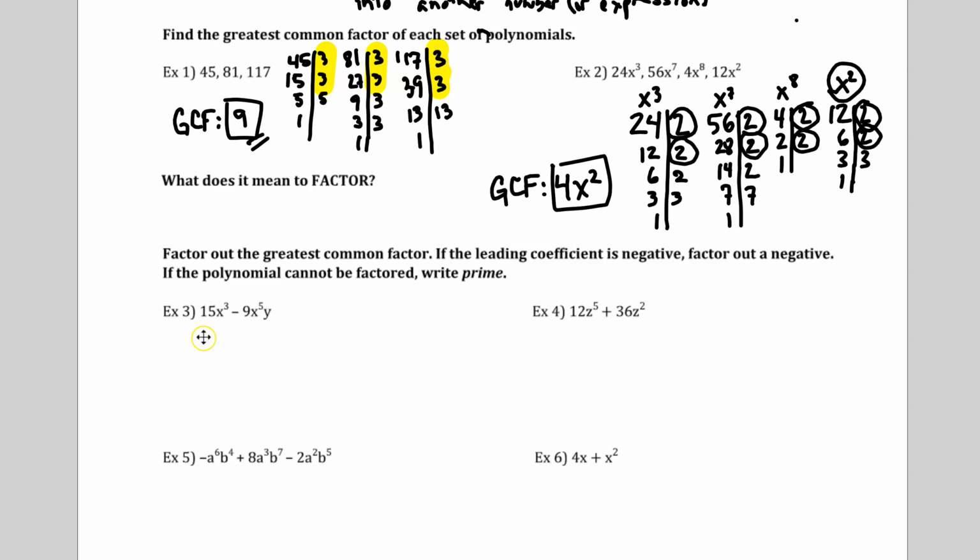I'm going to say 15x cubed. 15 is 3 times 5 times x cubed minus 9x to the 5th y. 9 is 3 times 3. And x to the 5th I'm going to separate out. X to the 3rd power times x squared, and then times y. Now I separated it so that I can circle x cubed that I see on the other side. So I see that they both have a 3 in common. And they both have this x cubed.